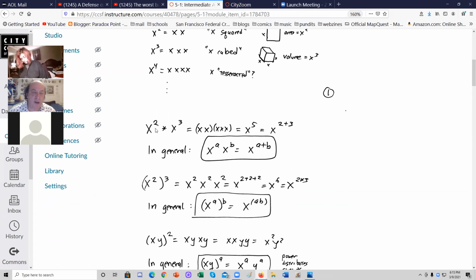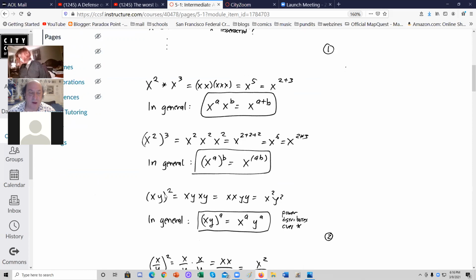Now, if instead of taking x squared times x cubed, we take x squared and cube that, that'd be x squared times x squared times x squared. You add the exponents, 2 plus 2 plus 2 makes 6. You get 6 by multiplying 2 times 3. And in general, x to the a, that to the power b, is x to the power a times b.